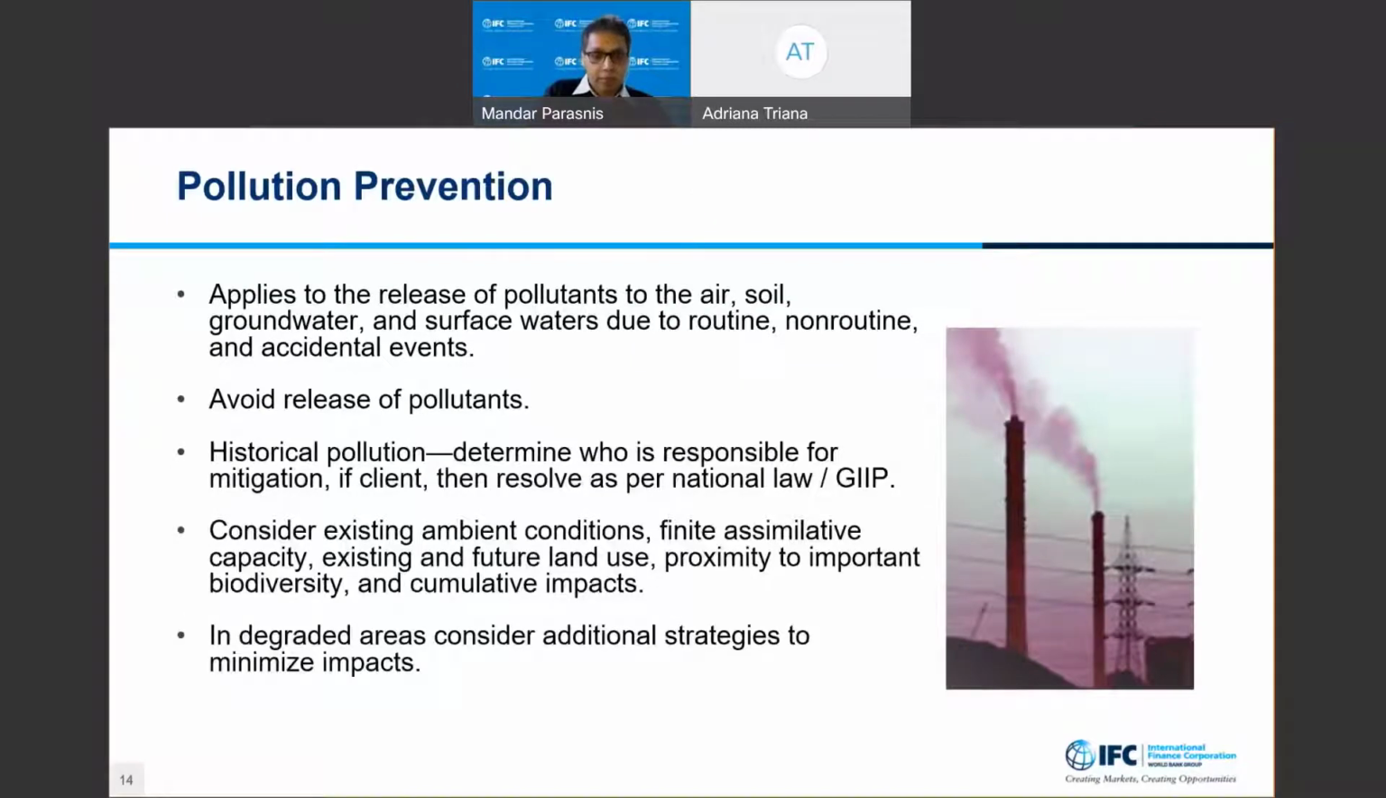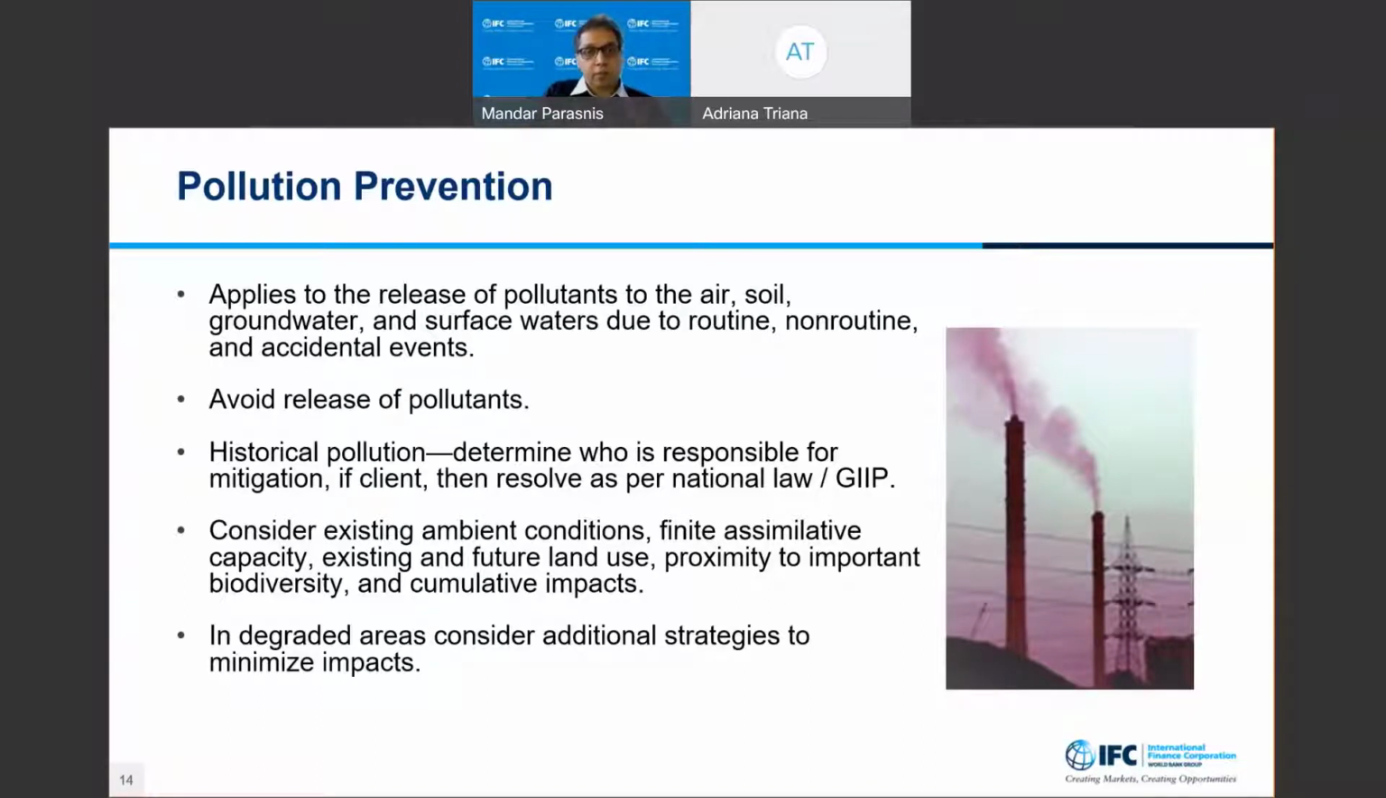Let's move to pollution prevention, which is another big bucket under the PS3, which is a very important objective. And again, I would like to remind you of the mitigation hierarchy slide, the focus on avoidance, and as the name of the performance standard 3 includes the words pollution prevention, of course the prevention or the avoidance is the key.